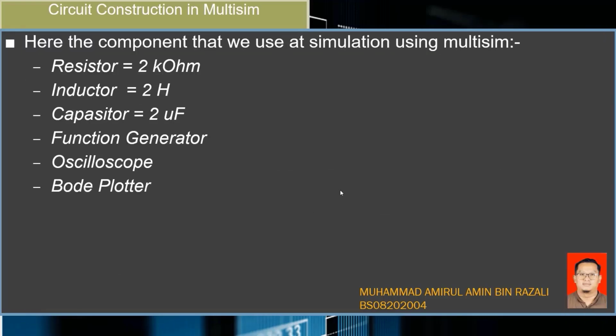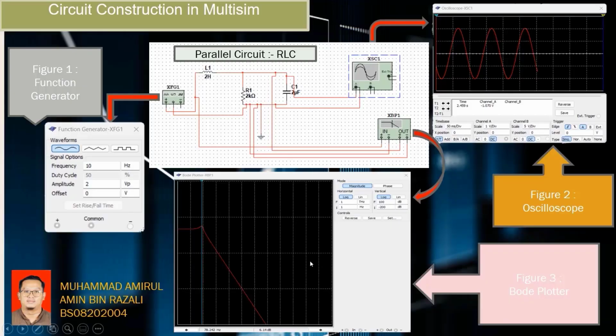Our circuit will consist of a 2 kilo ohm resistor, a 2 Henry inductor, and a 2 microfarad capacitor, with a function generator, oscilloscope, and Bode plotter. Once the components are in place, we will take the configuration value and enter the specified values for the resistor as 2 kilo ohm, the inductor as 2 Henry, and the capacitor as 2 microfarad. This step ensures that our circuit accurately reflects the desired component parameters.